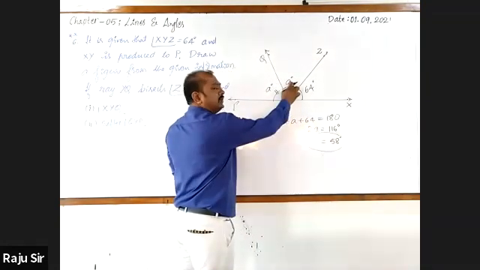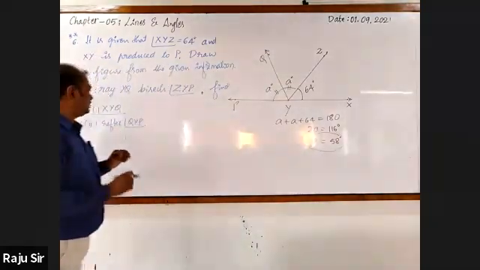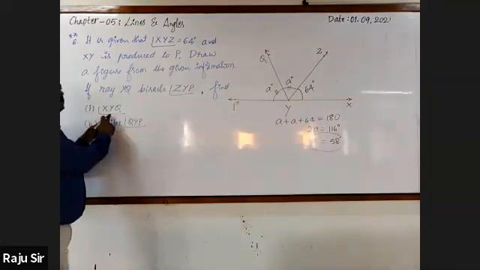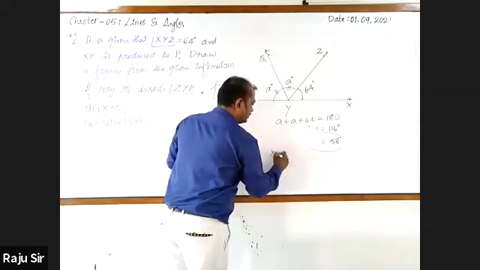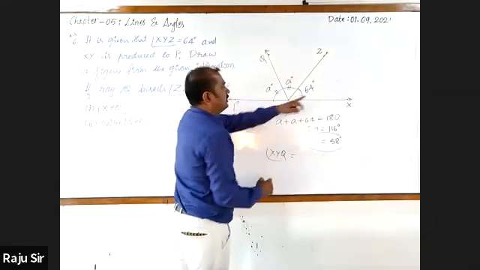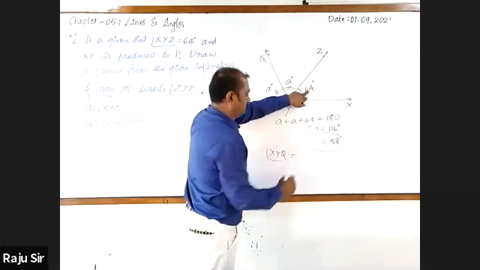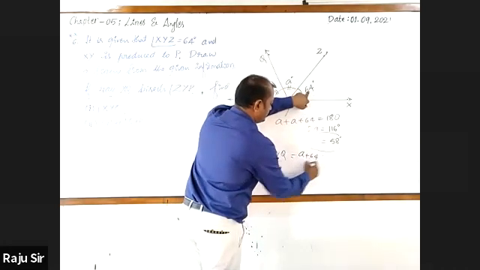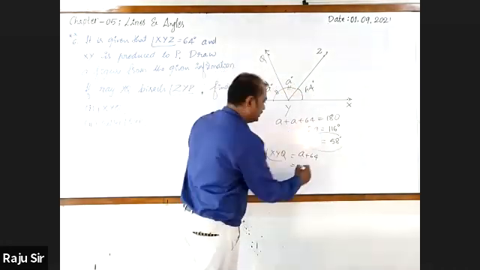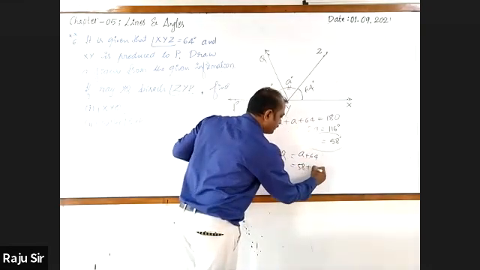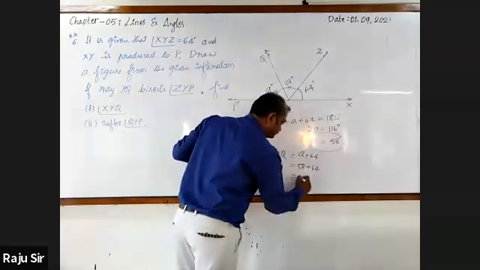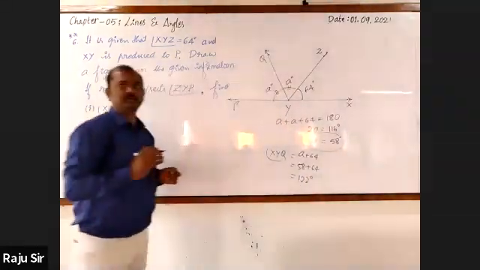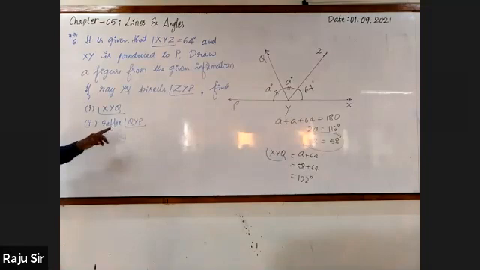A is 58. But what is required? Angle XYQ. XYQ is nothing but 64 plus A, which is 58 plus 64. How much will it be? 122 degrees.